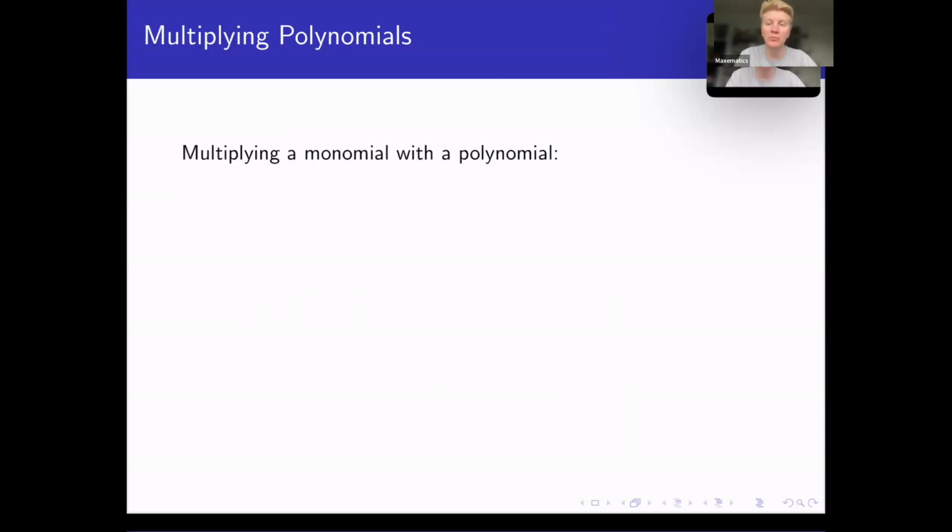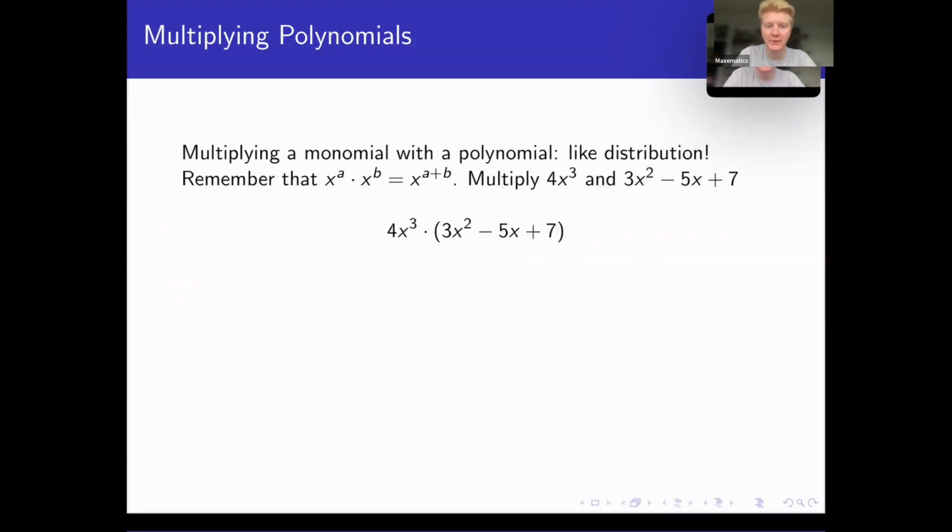If we wanted to multiply polynomials, well, let's start with multiplying a monomial with a polynomial. And this is just like distribution. So we want to remember that x to the a times x to the b is adding the exponents. So let's multiply this monomial by polynomial right here. And what we're going to do is distribute 4x cubed to each term.